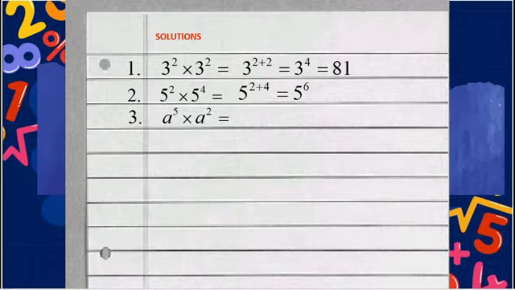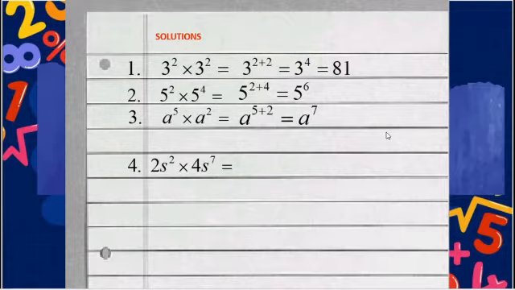If your answer is a to the 7th, you are correct. So, i-add lang din natin ang exponents. Next, we have 2s squared times 4s to the 7th. In this example, dahil may kasamang numerical coefficient, imumultiply lang natin yung kanilang mga numerical coefficient. So, the normal way of multiplying a numerical coefficient, so that is 2 times 4, which is equal to 8.